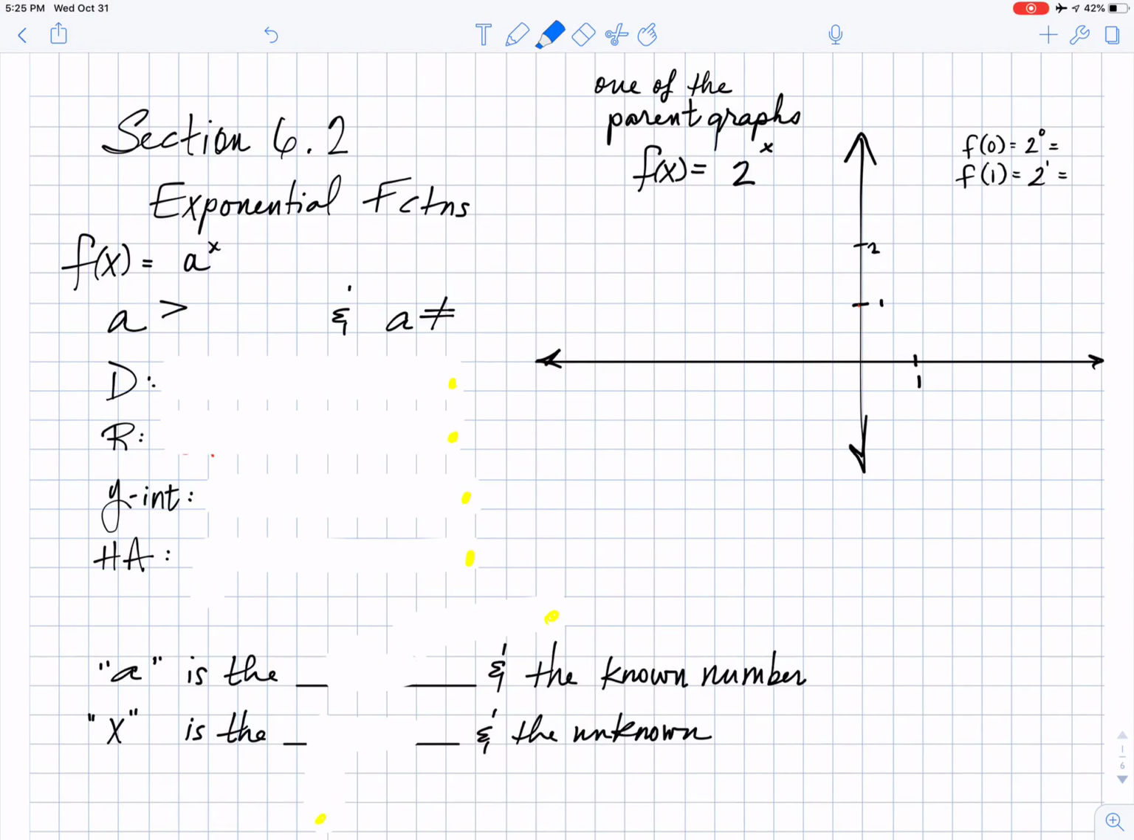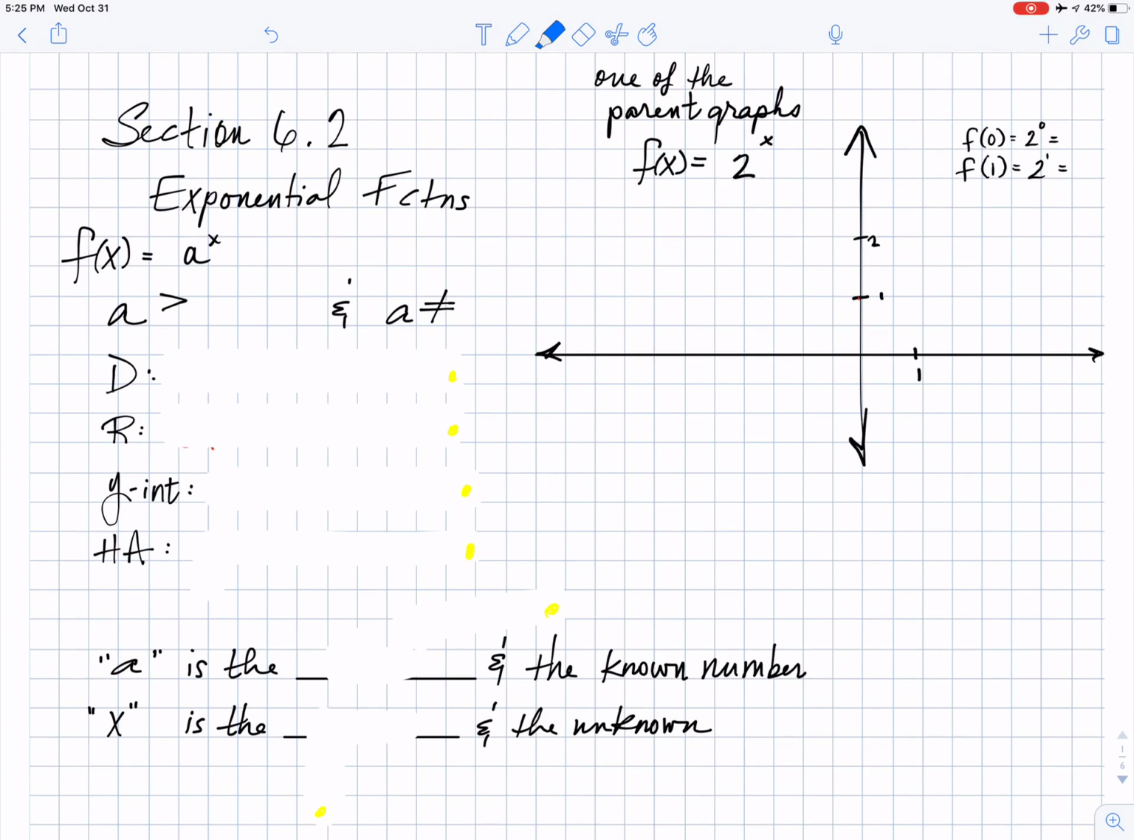Hey folks, this is the first of several videos dealing with this particular section on exponential functions. Notice that I have the equation of my function written over here, and I've just used an a, but yet when I go to graph it, notice that my a is not an a, it's a 2.